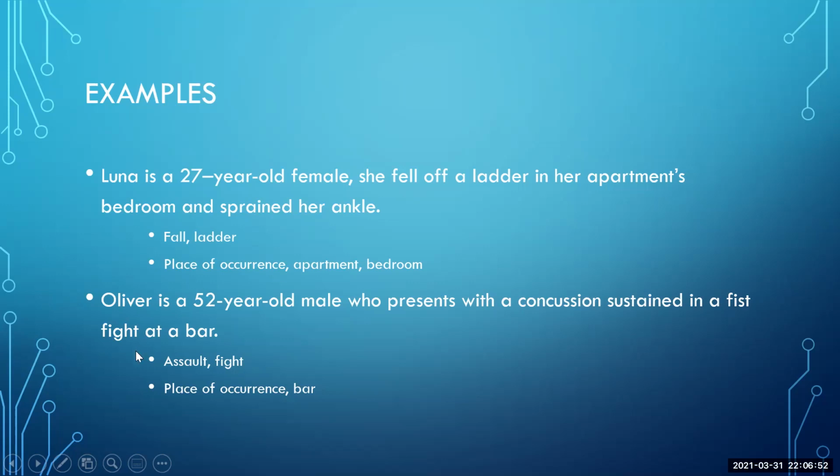So he was in a fist fight at a bar. So we're going to look at assault and fight. And like I showed you, there was that code that was no weapons involved. Fist fight, and so that would be the code that we use, and then the place of occurrence would be a bar. So those are the two external cause codes I would use for this scenario.